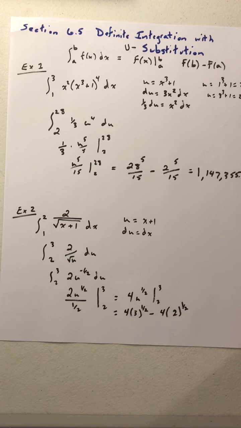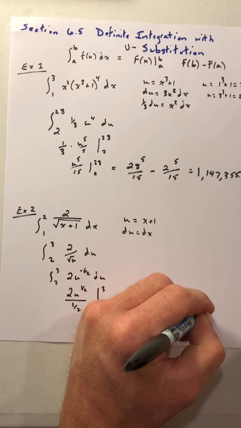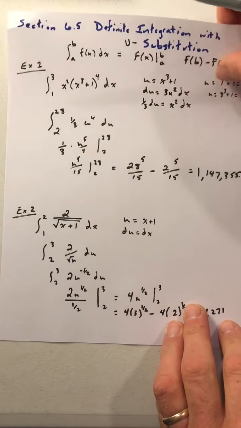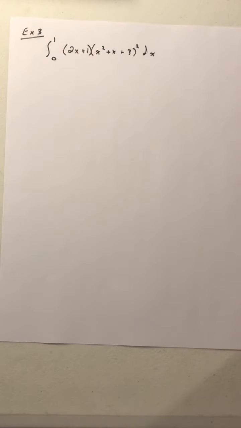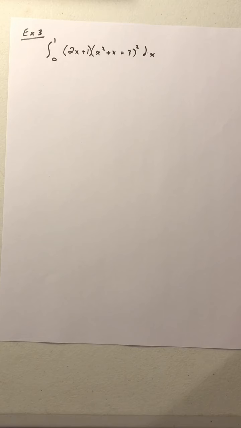Again, I'm going to go to my calculator. So I have 4 times the square root of 3 minus 4 times the square root of 2, which gives me approximately 1.271. And that would be a nice, smaller answer, a nicer answer than example 1 there. I have one more example for today, so it'll be a quick day on examples.